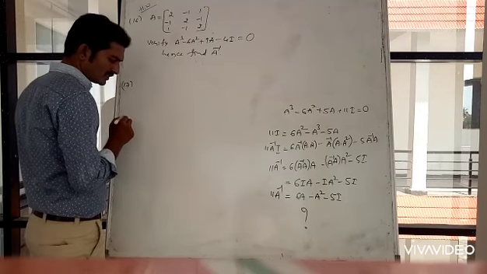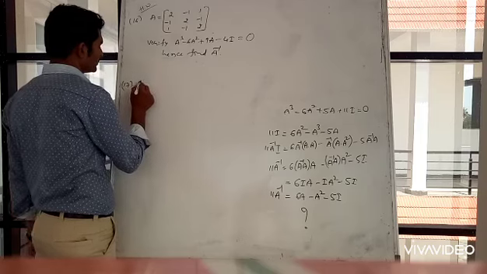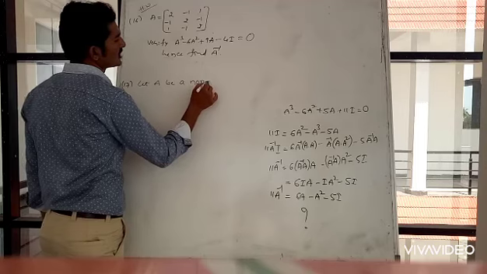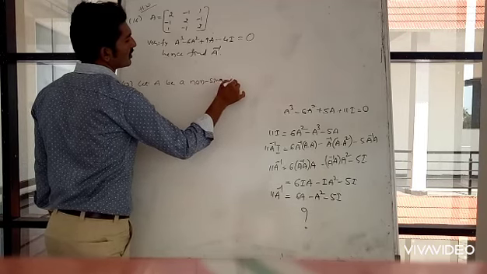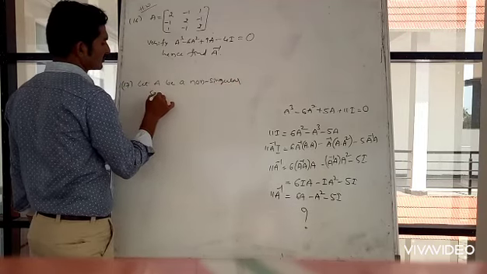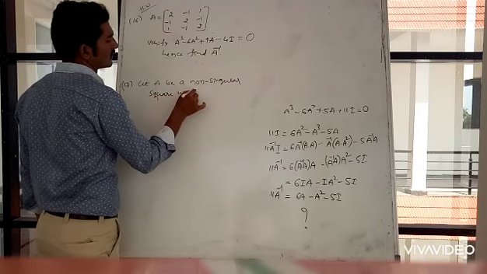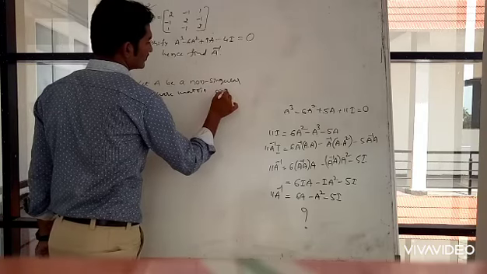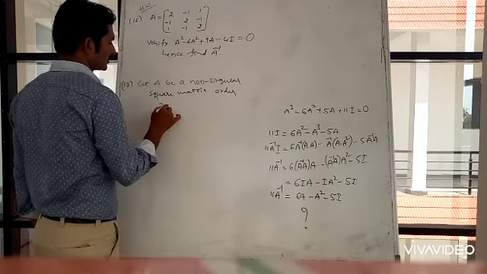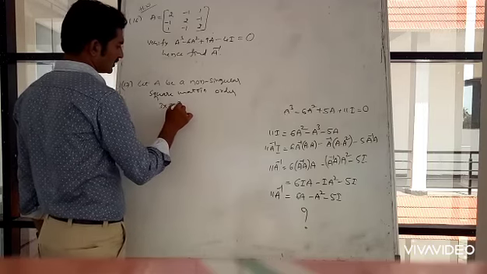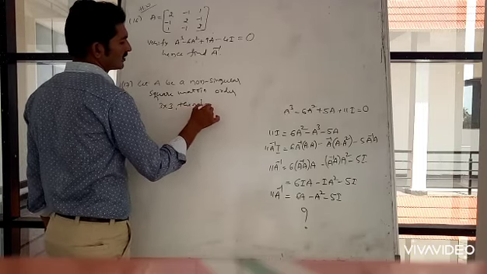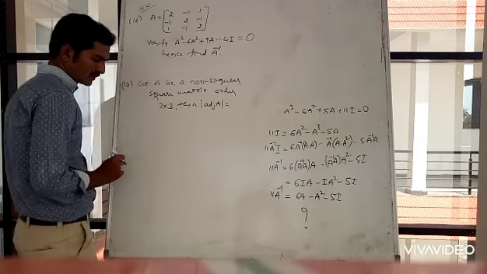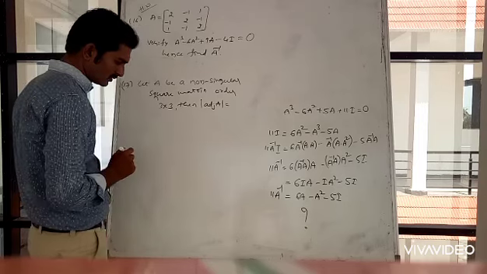Let A be a non-singular square matrix of order 3 cross 3. Then the determinant of adjoint of A is equal to what? So what will be the answer for this?